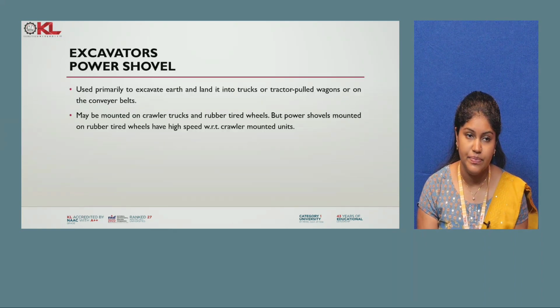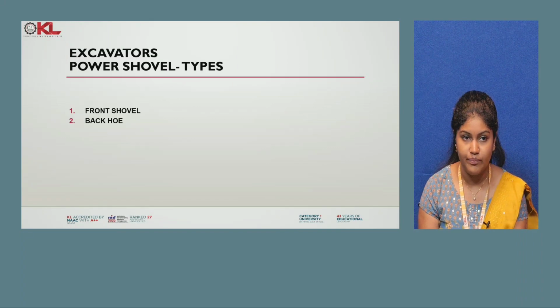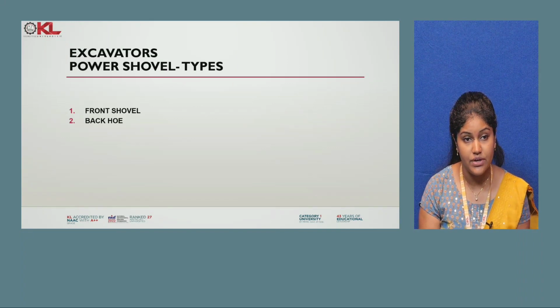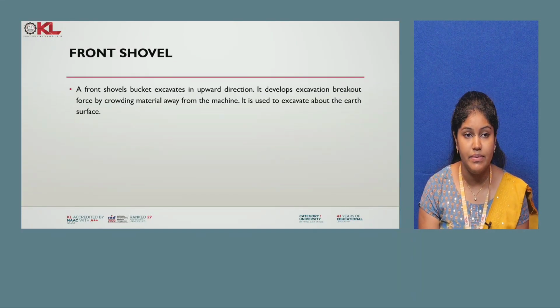Excavator's power shovel is used primarily to excavate earth and load it into trucks or tractor pull vehicles or onto a conveyor belt. It may be mounted on crawler tracks or rubber tired wheels, but power shovels mounted on rubber tired wheels have high speed with respect to crawler mounted units. So there are two types, front shovel and backhoe. We will be studying what is meant by front shovel and what is meant by backhoe.